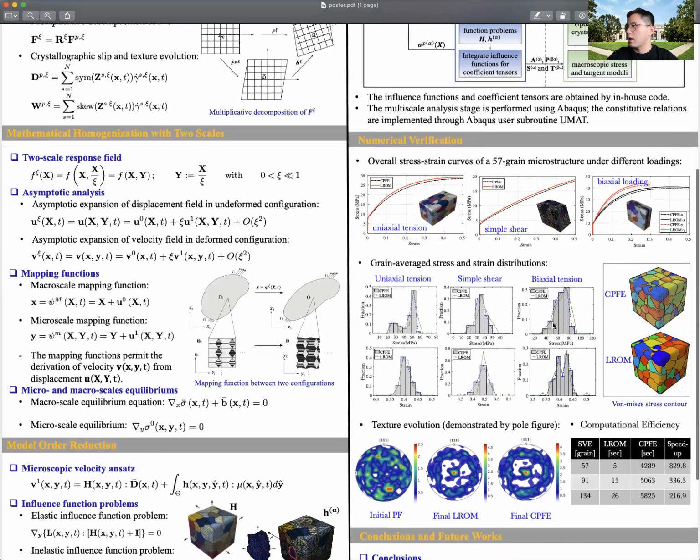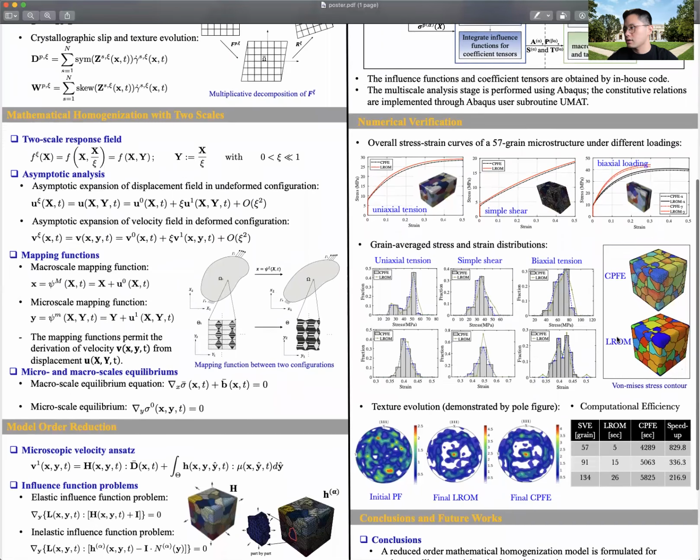And we will also plot the local behavior of the proposed model where we show the grain average of stress and strain distribution. And there is another figure that is a stress contour where we can see that these two models match well with each other.